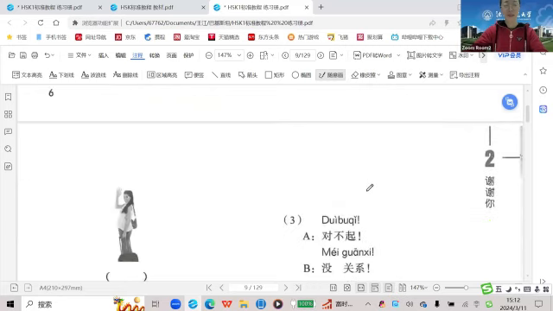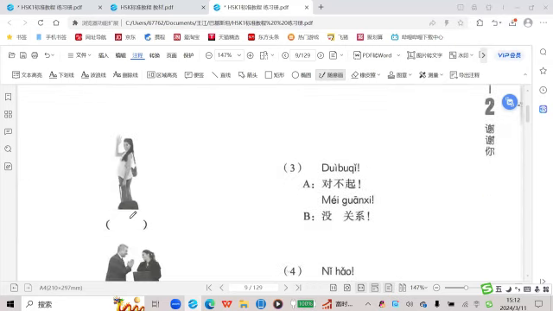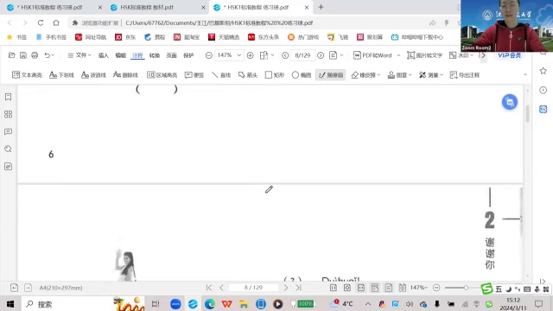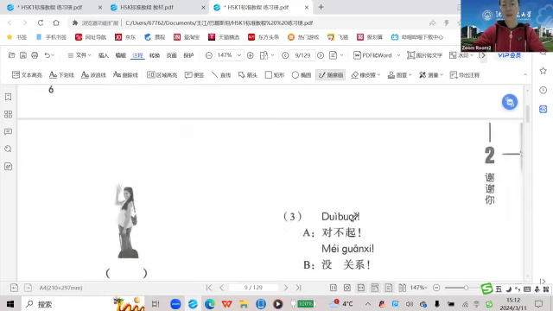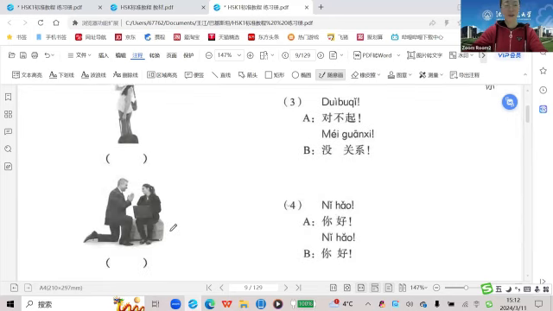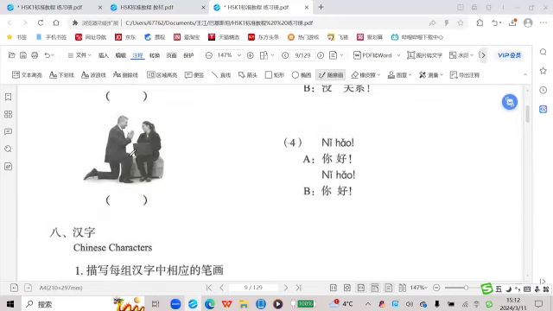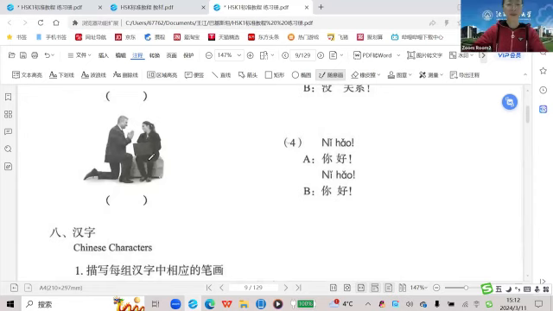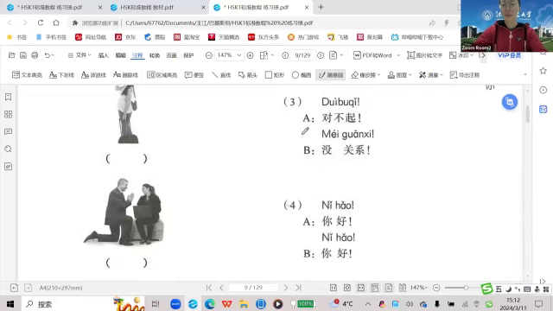Which picture? Third picture. Yes, third picture. Okay, dialogue 3. 对不起，没关系. The last picture, fourth one, right? Yes, ma'am. It seems the man has done something wrong to the woman. So he said, 对不起, I'm sorry. And when somebody said 对不起 to you, you should answer with 没关系. It doesn't matter. It's okay.